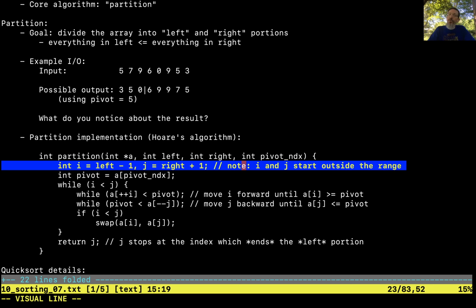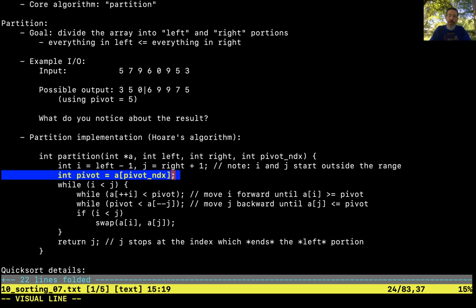So the first thing we do is we're going to have two counters, i and j, which begin just before and just after the left and right values, respectively. So notice that these are starting with initial values that are actually outside the bounds of what we're trying to partition. That's okay, and you'll see why. Here's our pivot value, which is just the value at the index that we were given. While i and j haven't crossed, they're going to be marching forward. So i is marching from the left, j is marching from the right.